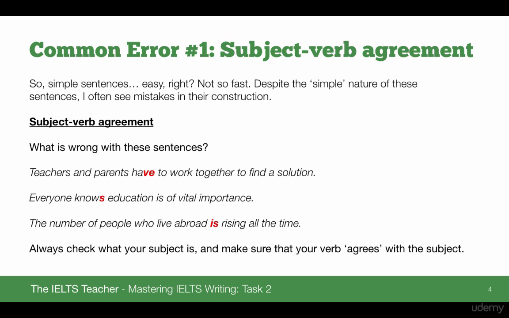You can see that the verb has not agreed with the subject, and we have corrected it so that the verb does agree with the subject. Teachers and parents have, because we're looking at a plural, have to work together. Everyone knows, so here we're looking at a singular pronoun. Everyone sounds like a plural, but we treat it like a singular pronoun. And the number of people who live abroad is, because we're focusing on the number, which is a singular. So the number of people who live abroad is rising all the time. So always check what your subject is and make sure that your verb agrees with that subject.